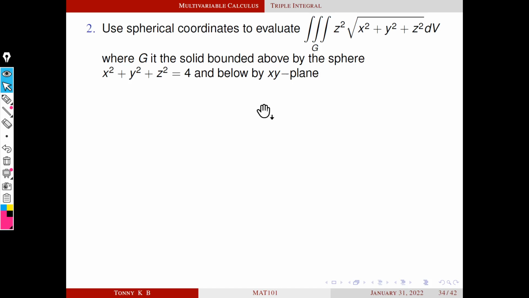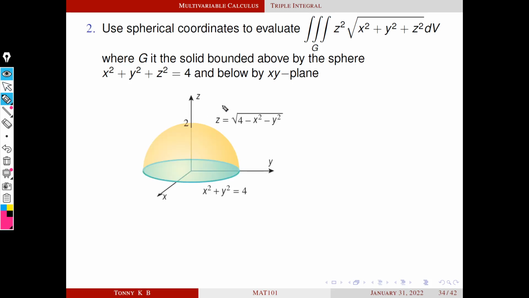Okay, first you have to identify the geometry. Its geometry is very easy because we know that this is a sphere. So bounded above by the sphere and below by the xy plane. That means z equal to 0. And the equation of the upper hemisphere is z equal to positive square root of 4 minus x square minus y square. Clear? Anyway, the problem is clear.